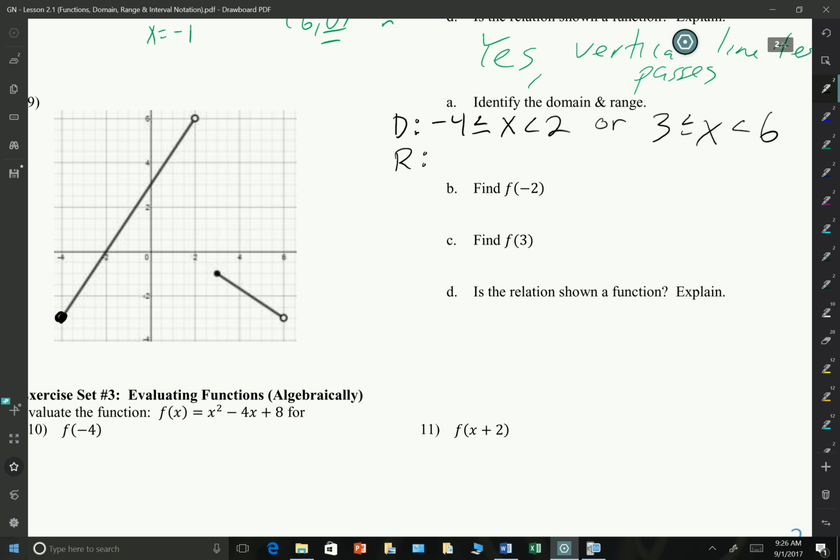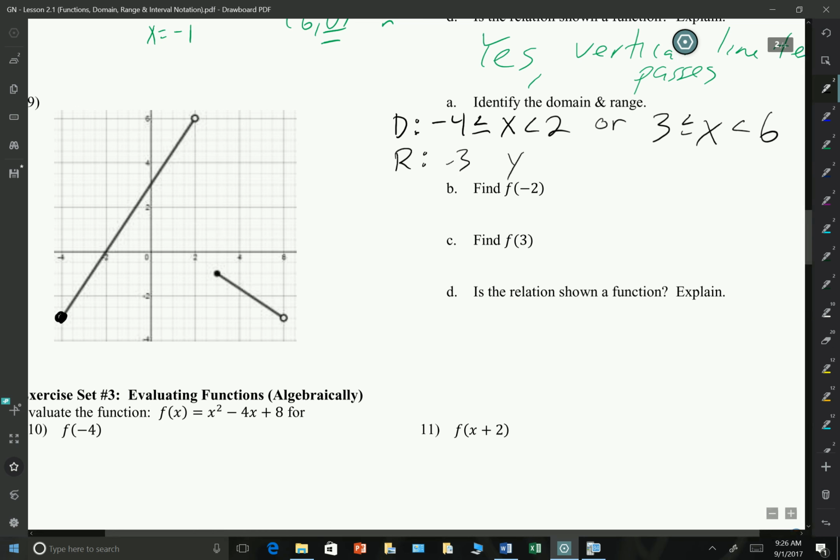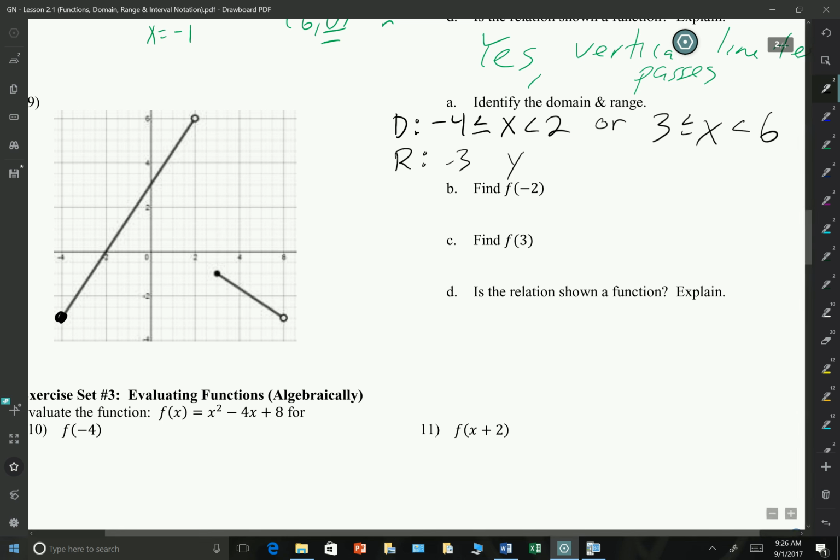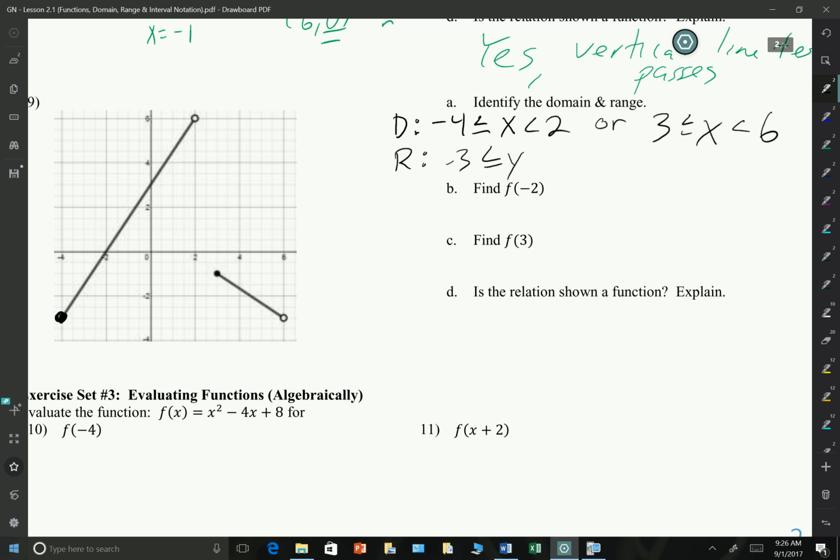As I go least to greatest, what's the first Y value it touches? What's interesting about -3? There's a closed on the left, and there's an open on the right. Do I do or equal to? I have -3, and my Y, do I put the less than or equal to, or do I just put less than? You're right. Because though it's not included here, is it included here? Yes. So an equal to, a closed circle, trumps an open circle, doesn't it?